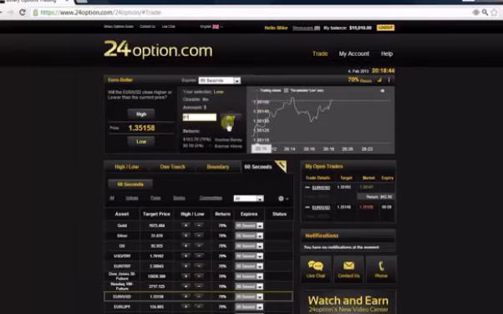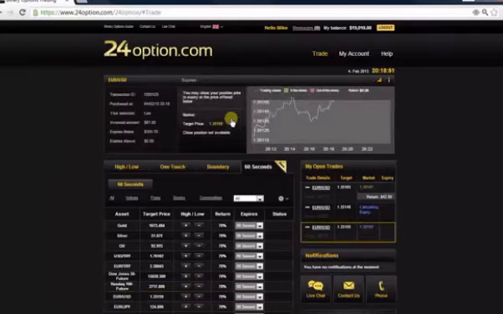Looks like we're going to lose this trade, so I'm getting ready with my put. Yep, we lost that trade. So we're going to put in the $61 trade.